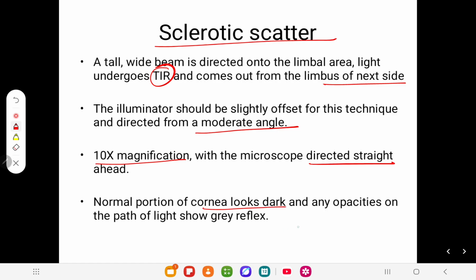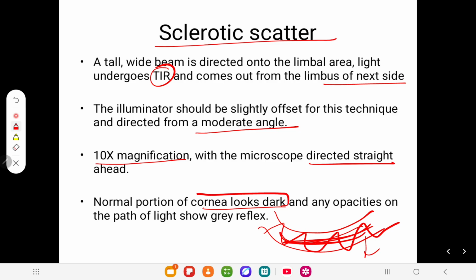Because see, light travels from this particular area into total internal reflection. If light does not exit, then how can we see this particular cornea? Cornea is invisible to us because light is not coming out from the cornea, and that's why the cornea looks dark. You cannot see cornea, it's just plain. Any opacities in the path of the light show a gray reflex, because if there is any opacity, total internal reflection would not happen, and then light escapes from it.